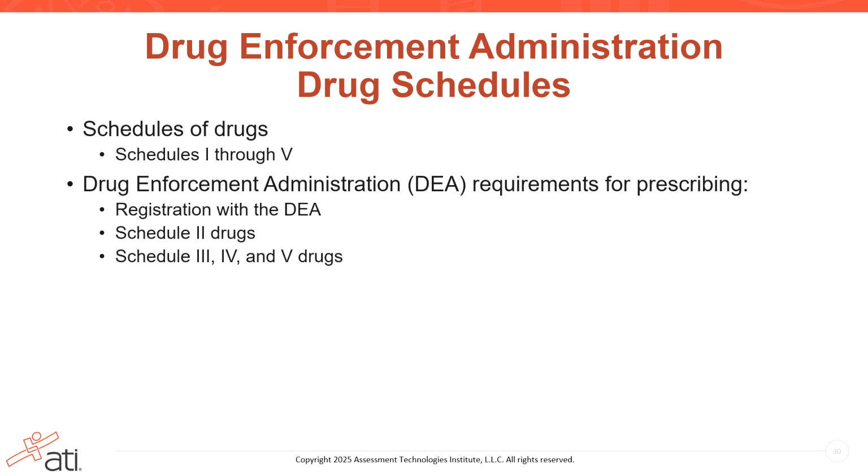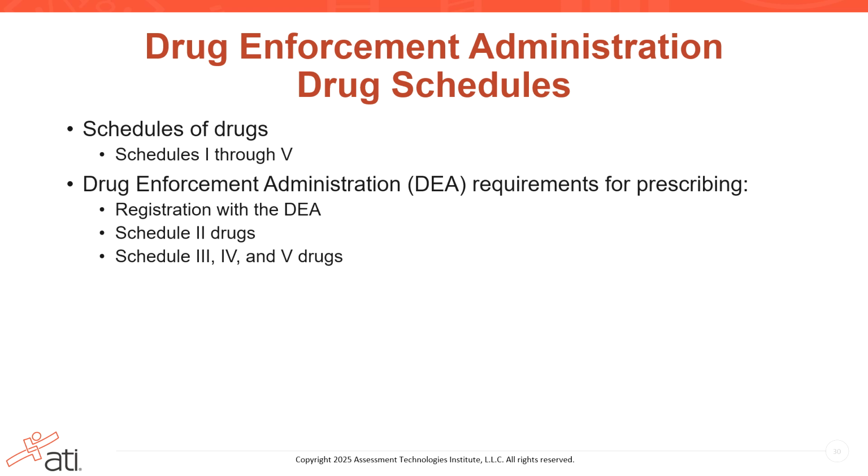Schedule 4, they have a medical use and they have less potential for misuse than Schedule 3 does, but they still have potential for dependency and misuse. So things like our alprazolam, tramadol, those would all fall in there. Schedule 5 drugs have less potential for misuse than Schedule 4 drugs do. So think about the cough medicine. We give the cough medicine with hydrocodone in it. That's a Schedule 5 drug.